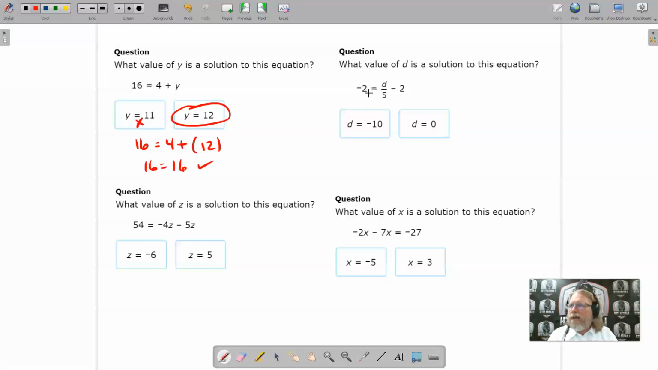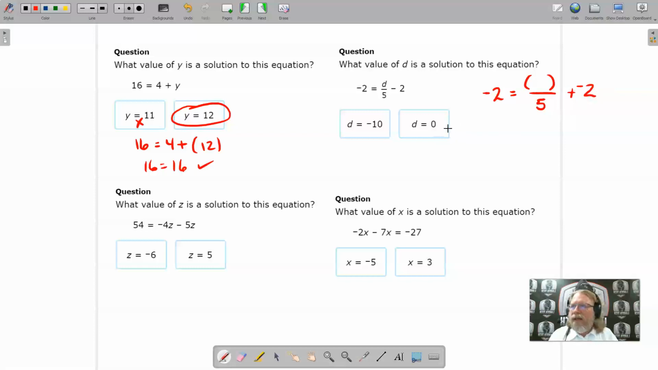On the next one, negative 2 equals d divided by 5 minus 2. So we have negative 2 equals whatever d is. I'm going to make parentheses for it, make it the numerator, put in that 5 for the denominator, and then we have to subtract 2. Or we could say plus negative 2, right? Kind of gotten used to that, hopefully, by now.